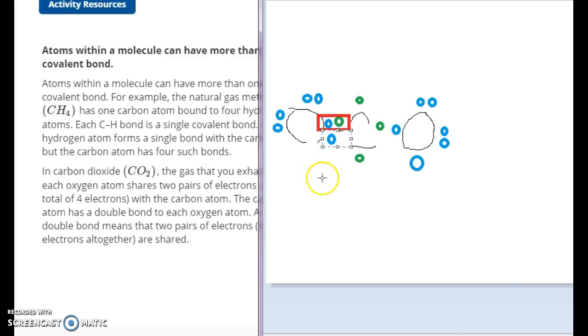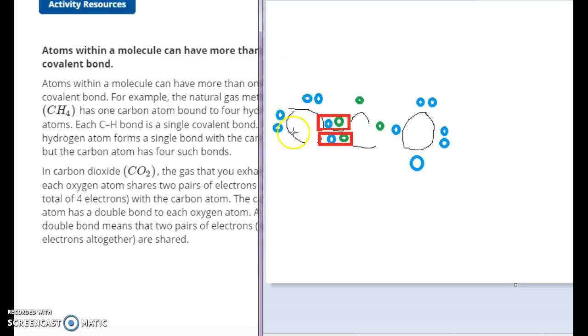What's going to happen is this electron's going to scoot over there, and this electron's going to scoot over here. And what do you think is going to happen next with those two electrons? They're simply going to form another bond. And so now we have a double bond. We have two pairs of electrons. We have a double bond.